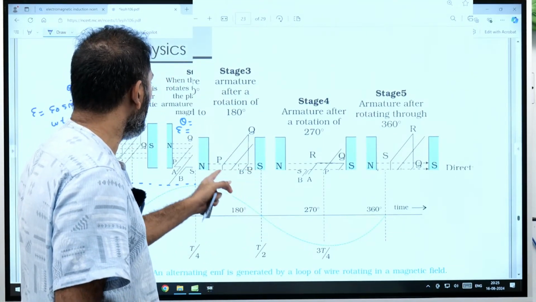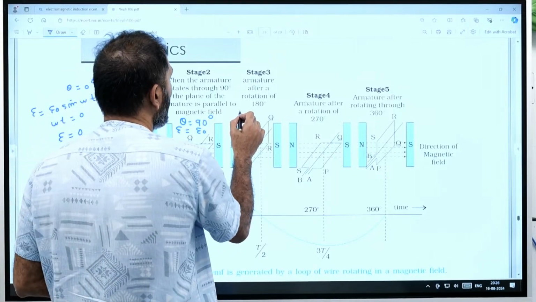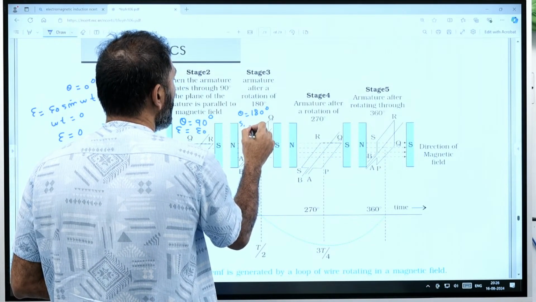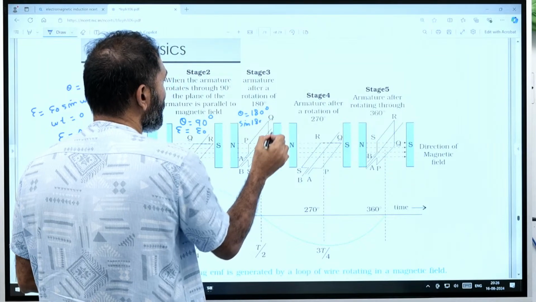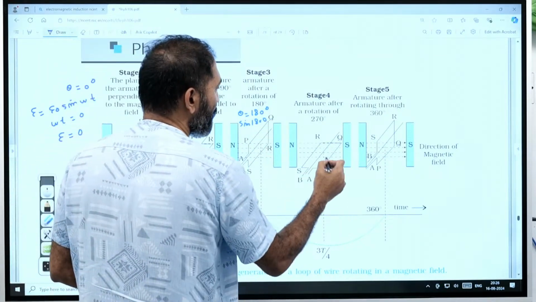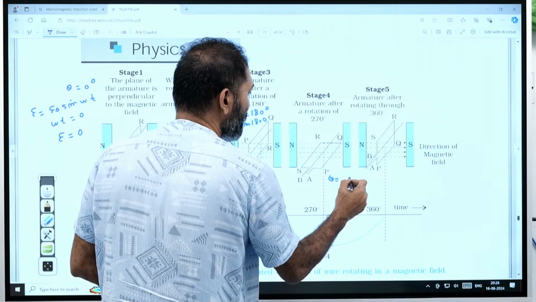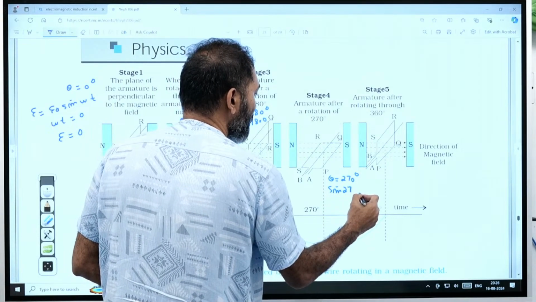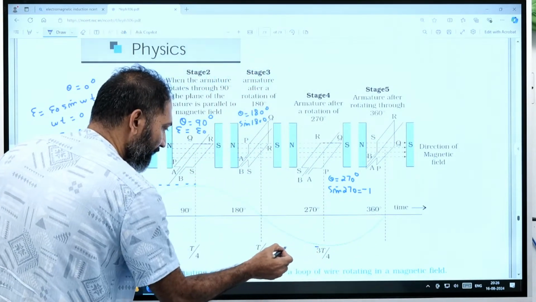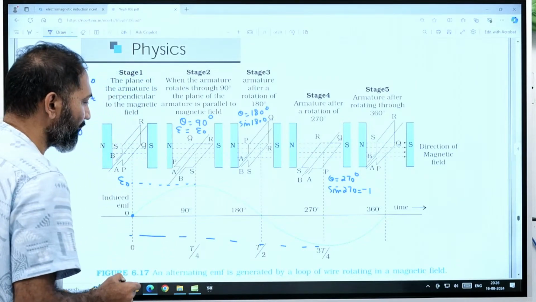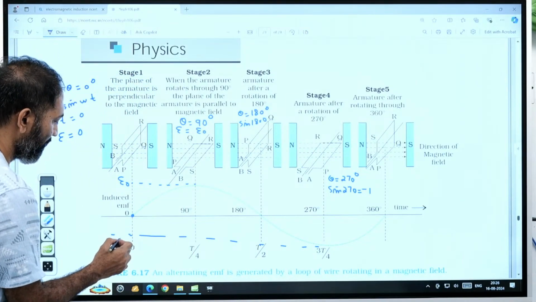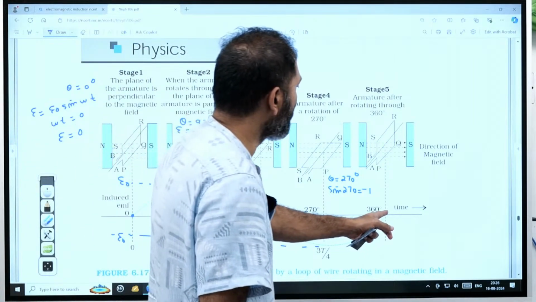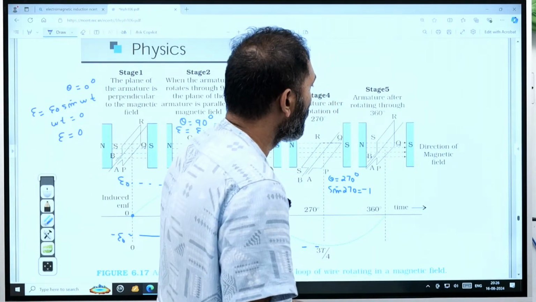What is theta at 180? Sin 180 is 0. So again the induced EMF is 0. Then it turns to 270 degree. Sin 270 is minus 1. So the induced EMF becomes minus E0. See? Minus E0. Then at 360 again 0. Any doubt?